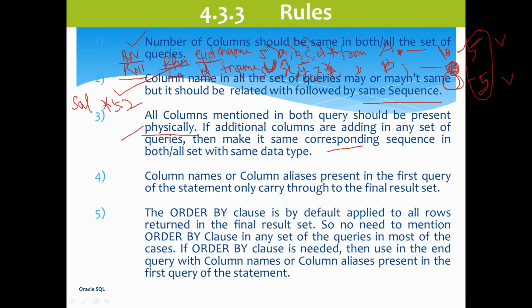The first one only. Whichever column names we have given in the first set of queries, that is what it will display in the final output. If it is a column name, then column name. If it is an alias name, then alias name. Suppose here roll number is there, RN is given as roll number, and we have given the alias name R. And in the second query, ROLL is there, so RL we have given.